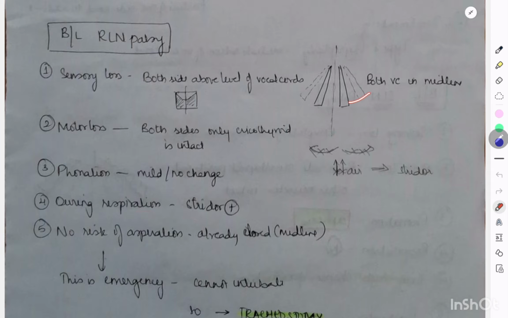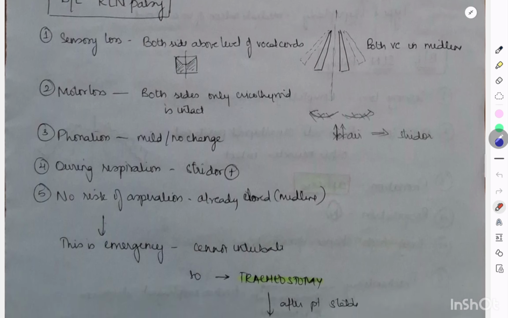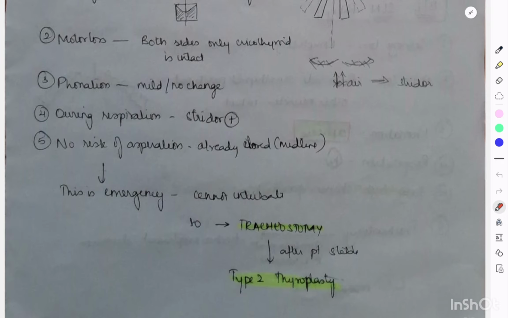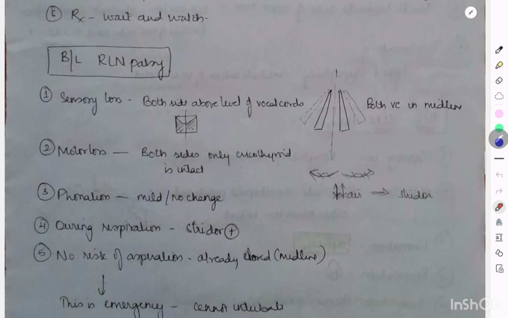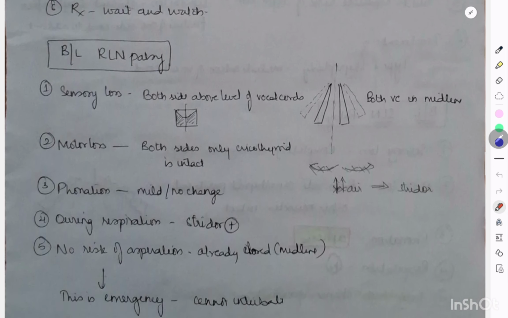This is because they are unable to go to the lateral positions. They are unable to do the abduction, so in respiration we have stridor. There is no risk of aspiration because it is already closed. The cords are in the midline, so there is no space, and no risk of aspiration. But this is an emergency condition, because there is so much problem in respiration. So you have to go for tracheostomy. After the patient is stable, you have to go for type 2 thyroplasty, which means you have to lateralize the vocal cord. So this is the treatment of bilateral recurrent laryngeal nerve palsy.